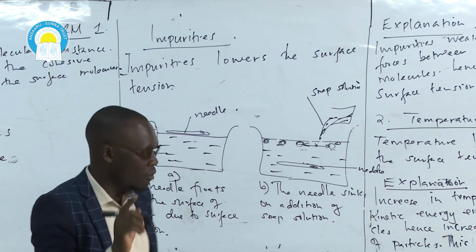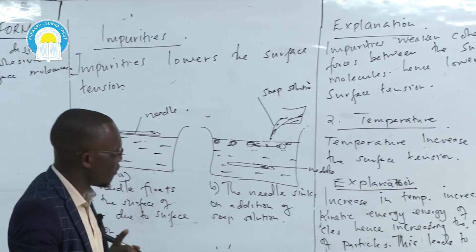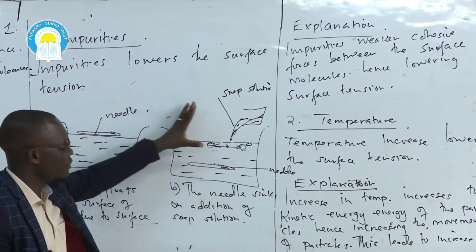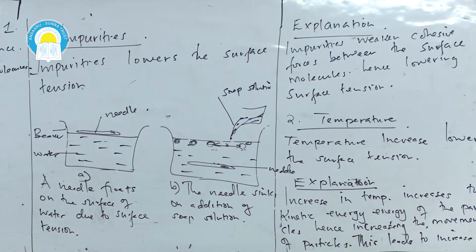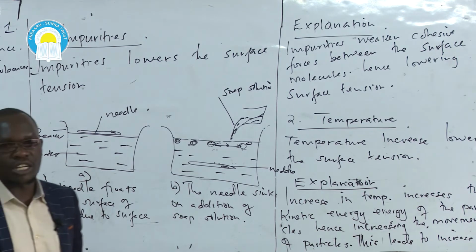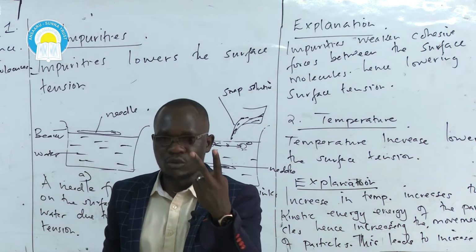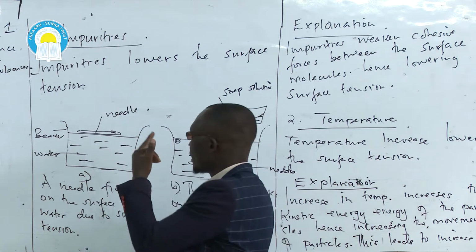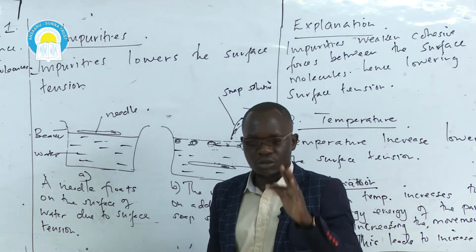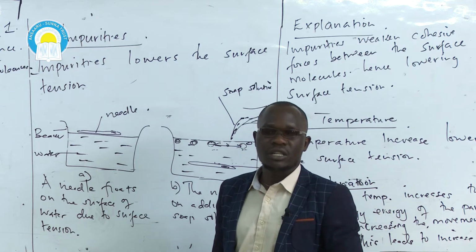So, Form 1s, Form 2s, Form 3, and Form 4. Remember, I said this is a very common question in your exams. You'll meet a question telling you to, first of all, state factors affecting surface tension. We have said we have two factors affecting surface tension: impurities and temperature. Number 2, explain the factors affecting surface tension.